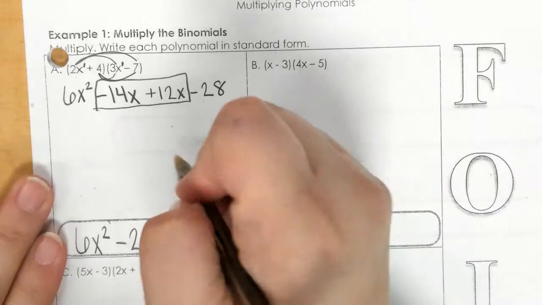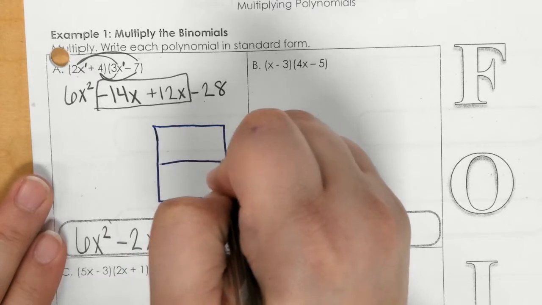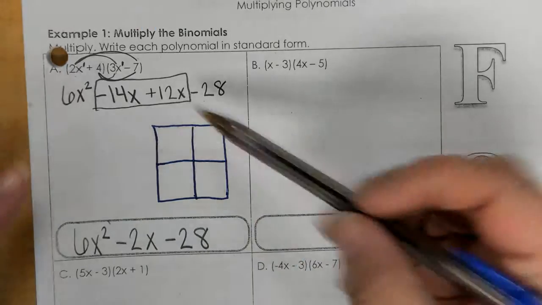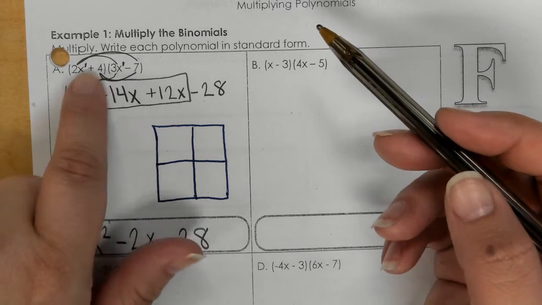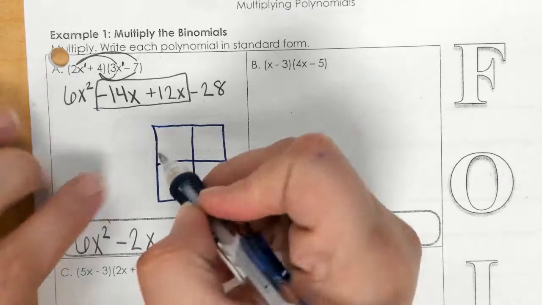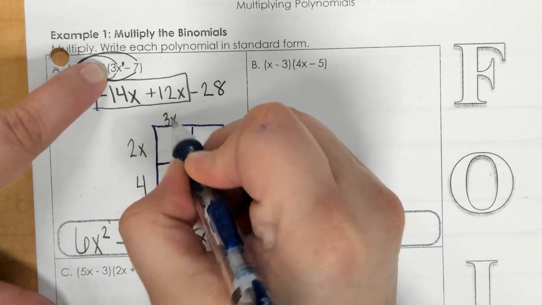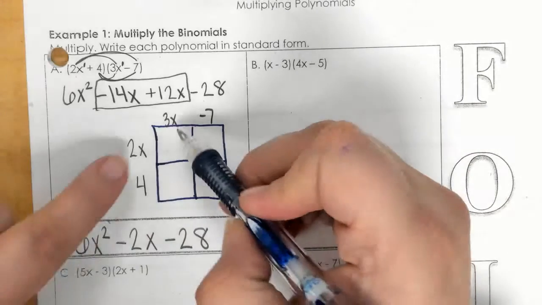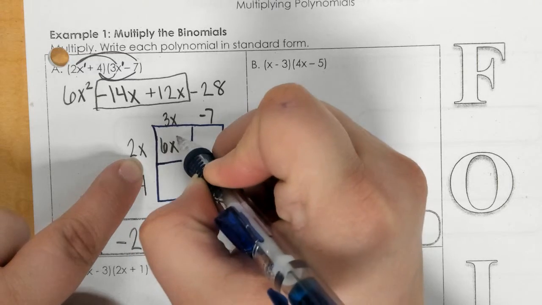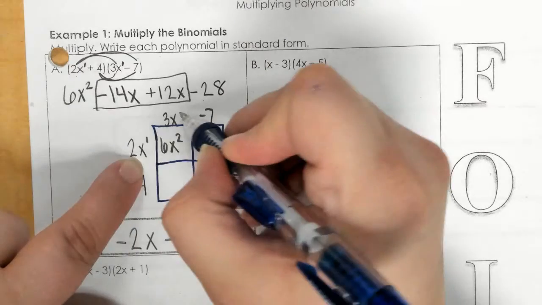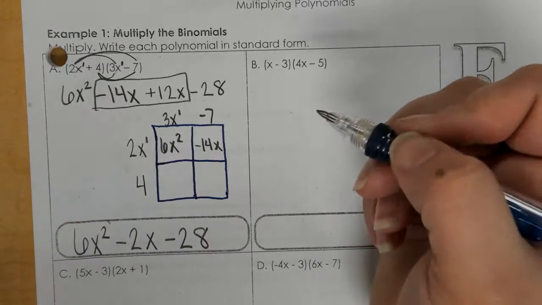the second method is you can draw a square, and this would be called 2 rows by 2 columns, so a 2 by 2. And I do it 2 by 2 because I have 2 terms by 2 terms. Okay, so over here I've got this 2x and this 4, and then on the top I have the 3x minus the 7. And I'm going to do 3x times 2x to make 6x, add the exponents, so x squared. 2x times negative 7 is negative 14x.